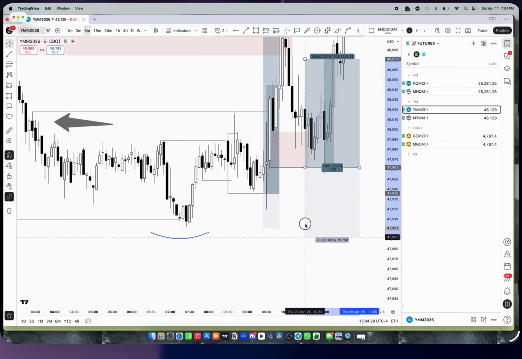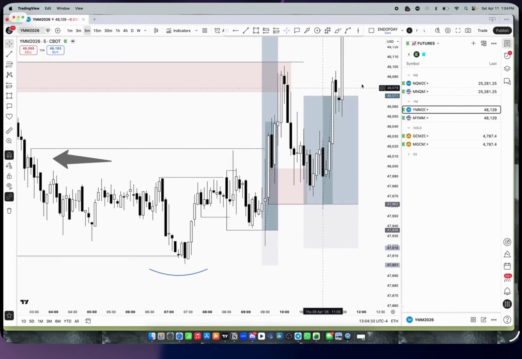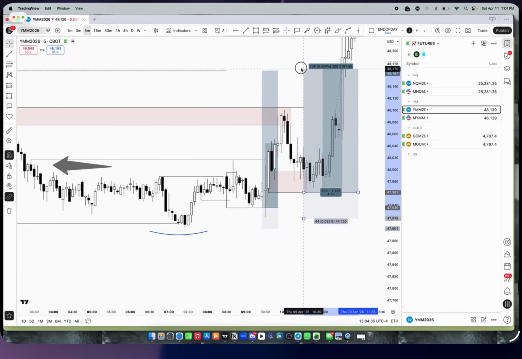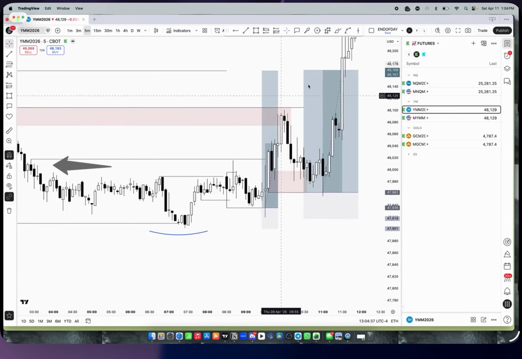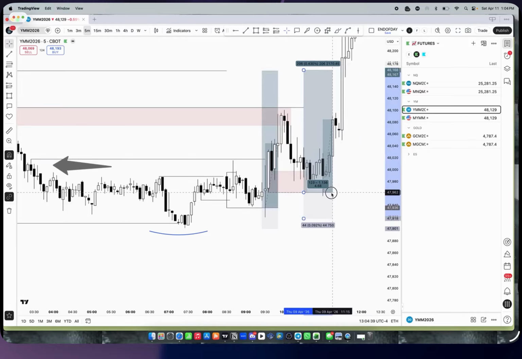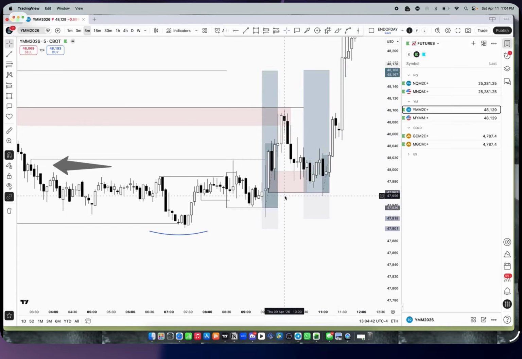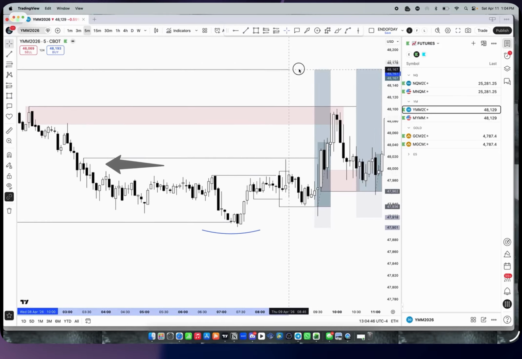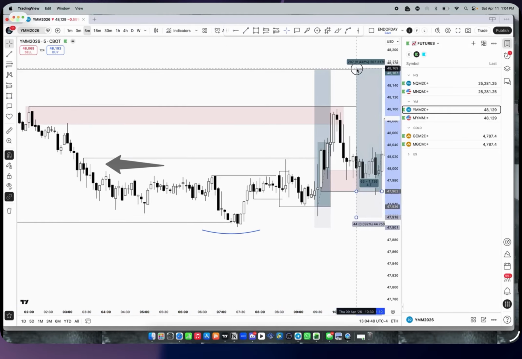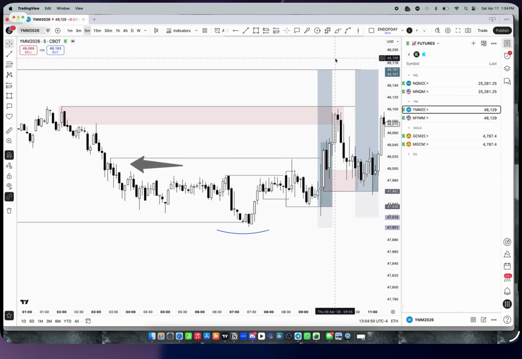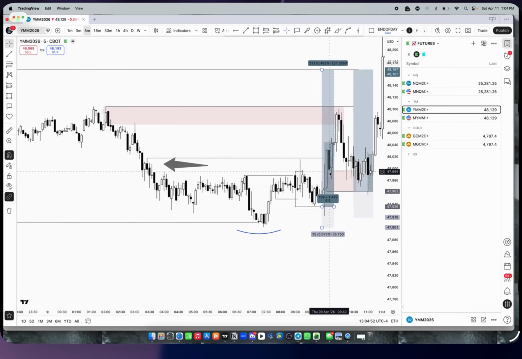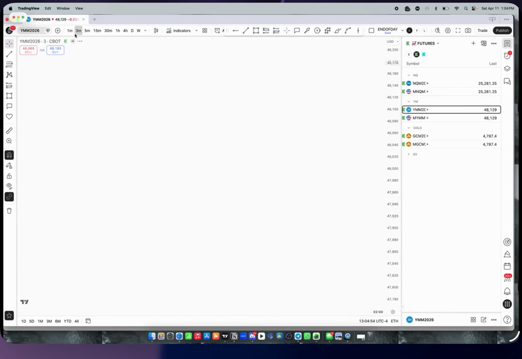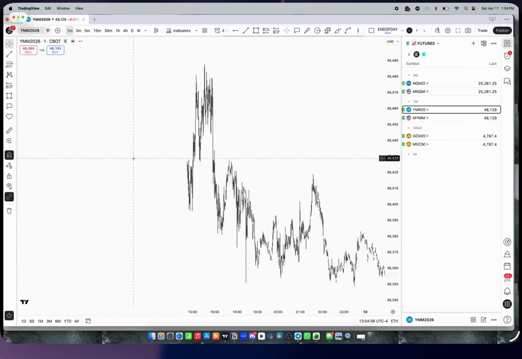Now, I wasn't able to catch both of these entries, but I was able to catch the continuation. So, lucky me. I could have missed this. But at the end of the day, we want to target this as a safe target, the inducement high, that engineered liquidity that we have above there. So, let's go into the continuation entry actually.